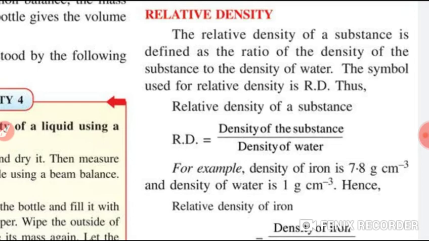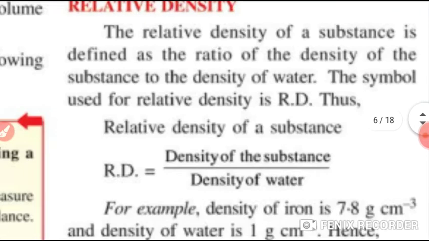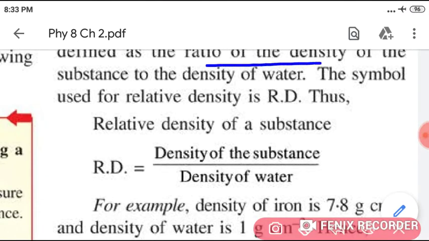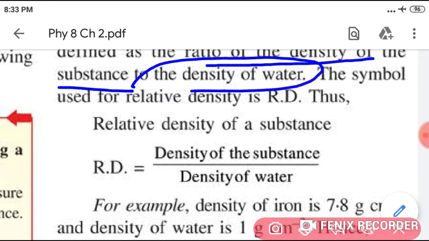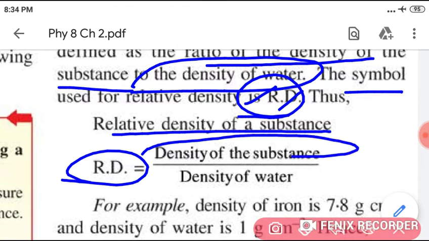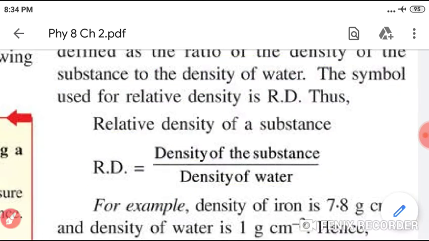Students, the relative density of a substance is defined as what? The ratio of the density of the substance to the density of water. What is its symbol? Symbol is RD, relative density. Therefore, we can say that the relative density of a substance equals what? Density of the substance divided by the density of water.